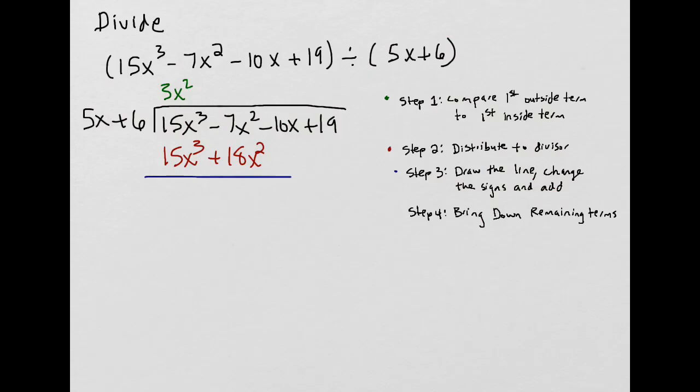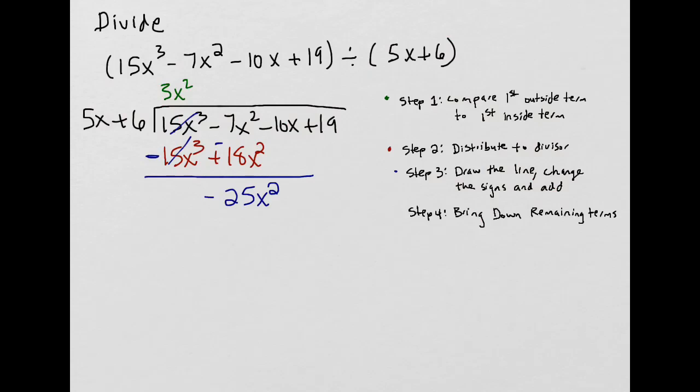So I'm going to draw my line, I'm going to change the signs of these two red guys. So the first guy becomes negative, becomes its opposite. The second guy becomes negative, and now I just go straight down. So 15x to the third and negative 15x to the third, those guys just become 0. Negative 7x squared and negative 18x squared is negative 25x squared. And we've completed step 3.